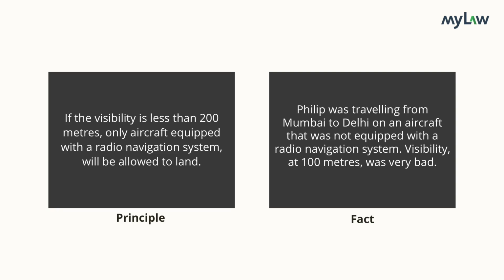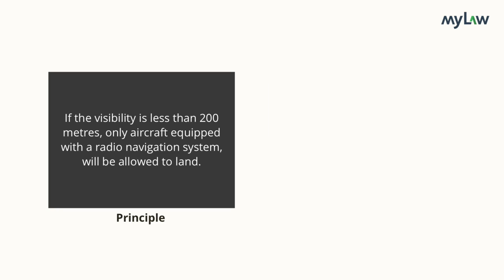Visibility at less than 100 meters was very bad. Both of these are reasons, but one of them is a principle and the other is a fact. How do we take this forward? Let's look at the principle closely. What exactly is it saying? It is saying that for an aircraft to land in low visibility conditions, it needs to have the appropriate equipment.